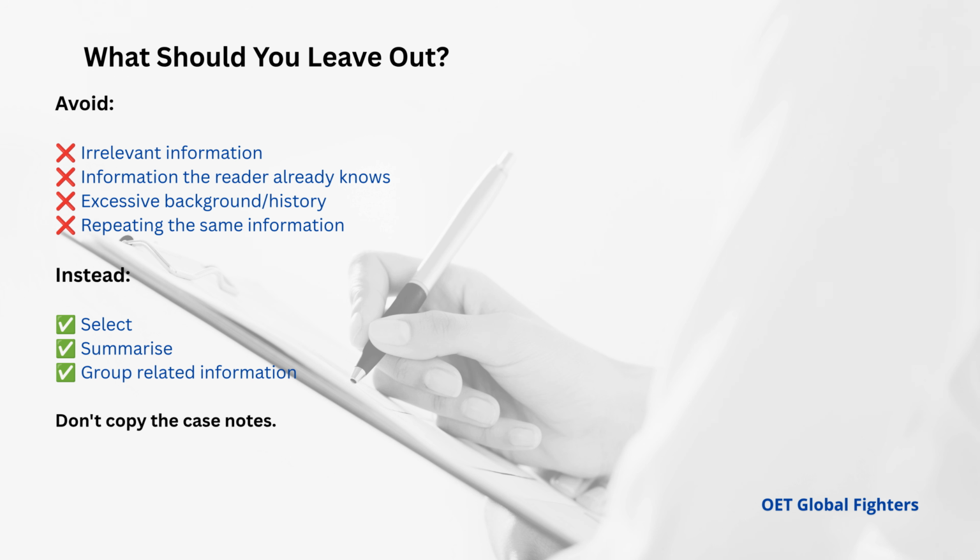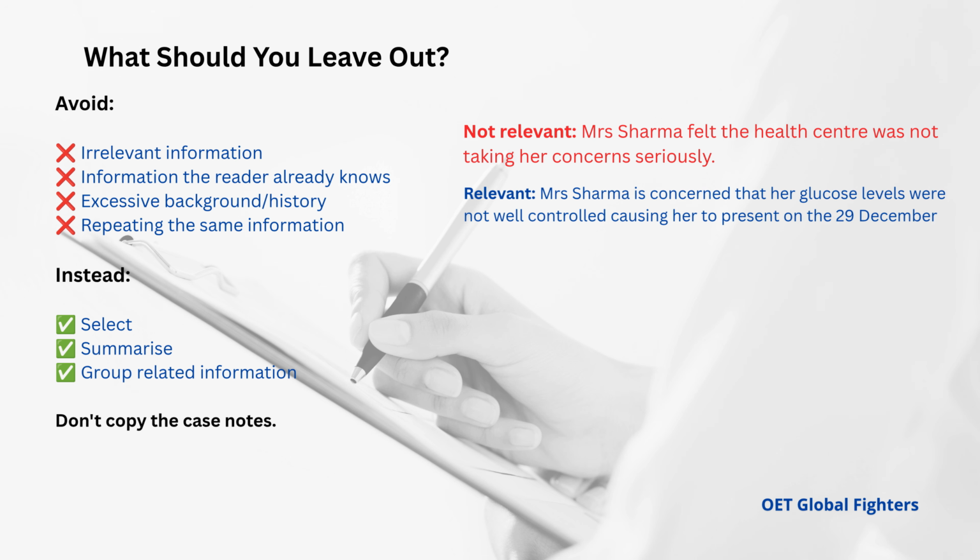First, information outside the reader's role. For example, the case notes say that Mrs. Sharma felt that the health center wasn't taking her concerns seriously, but you're referring her to an endocrinologist. Does the endocrinologist need to know that? Probably not. It doesn't affect the endocrinologist's assessment or treatment. So, leave it out. Simple.